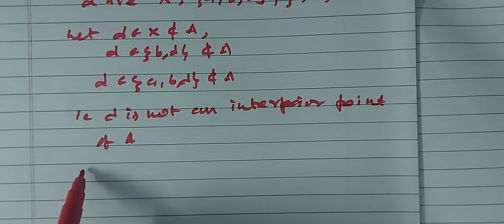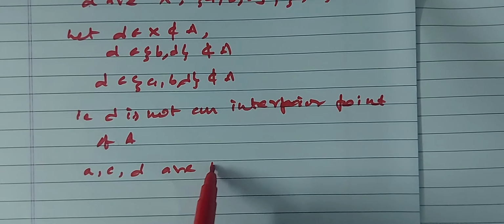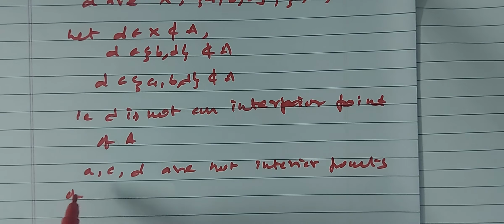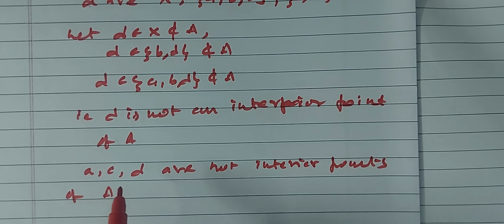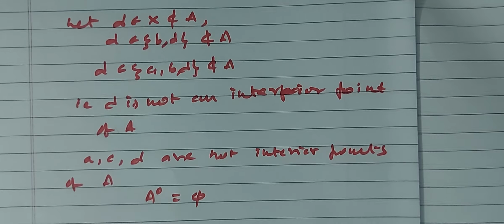So automatically A, C, D are not interior points of A. So in that set, A, C, D are not the interior points. So that A power naught is equal to the empty set.